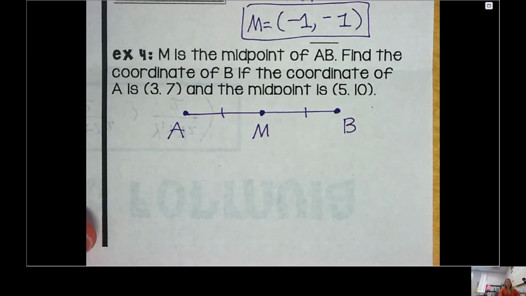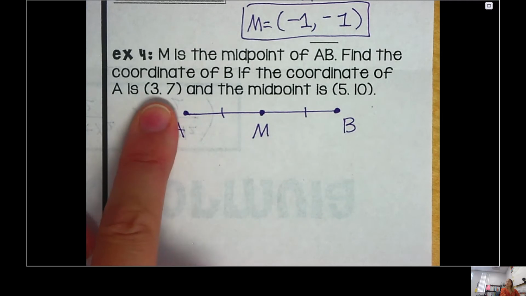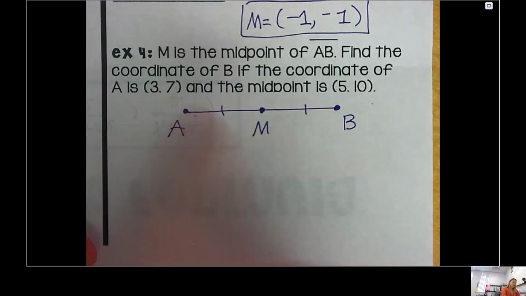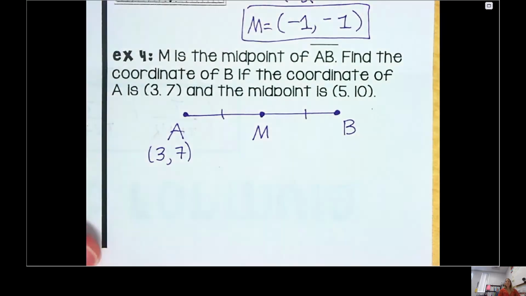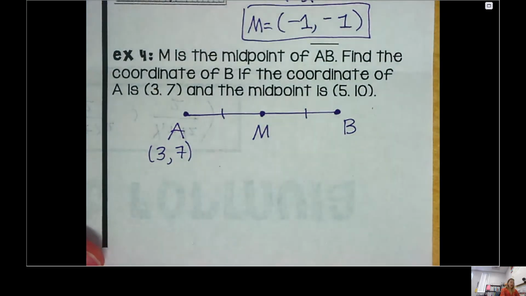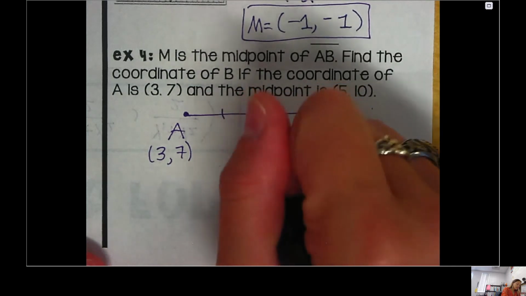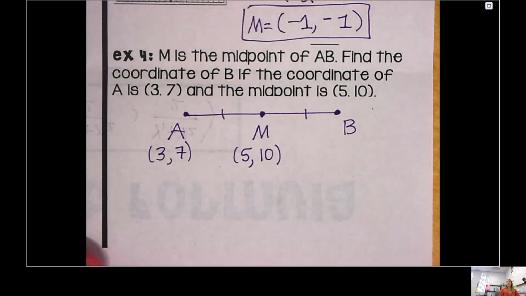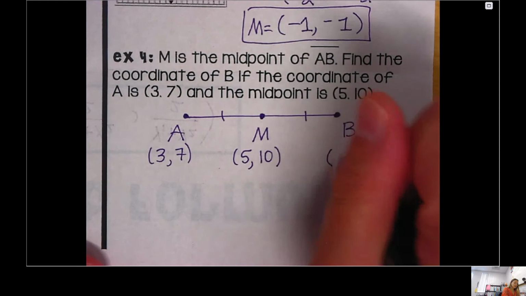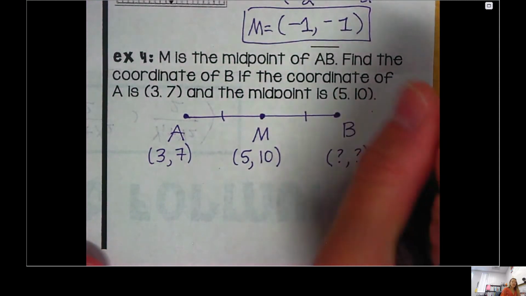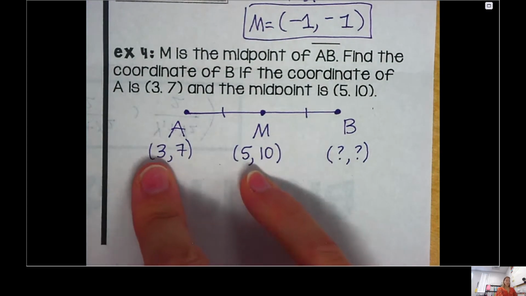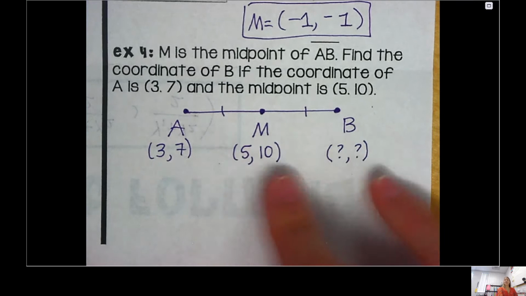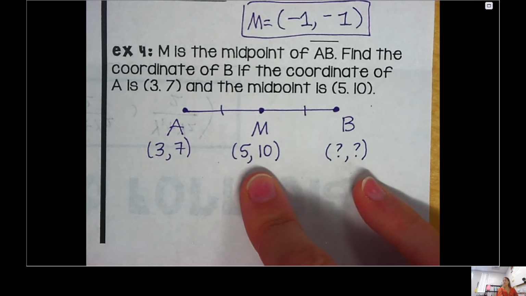So now we've got our picture. We're going to label our picture. A is 3, 7. So right underneath A, I'm going to put 3, 7. My midpoint M is 5, 10. And I don't know the coordinates of B. That's what I'm trying to figure out. So I'm going to put a little question mark and a question mark. That's what I'm trying to solve for. Now, the distance from A to M should be exactly the same as the distance from M to B.